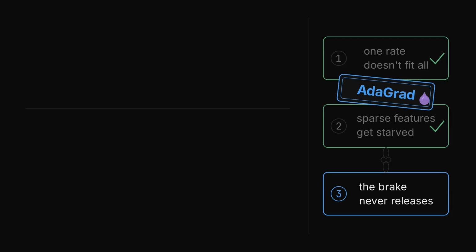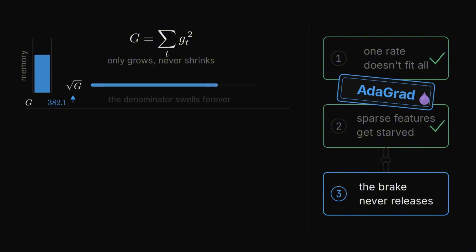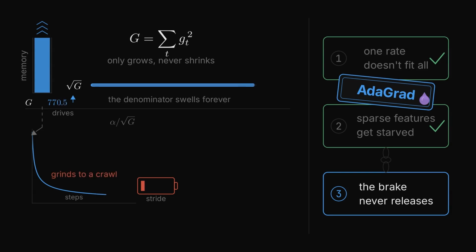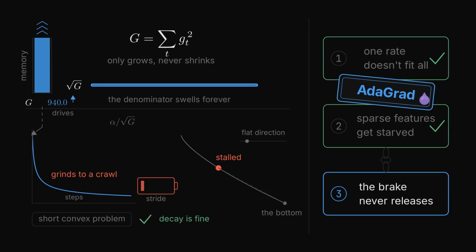Problem 3. AdaGrad's fatal flaw. The brake never releases. Its memory, g equals the sum of g squared, only grows, never shrinks. So the denominator, the square root of g, swells forever, the stride shrinks toward 0, and learning grinds to a crawl, sometimes long before the ball reaches the bottom. On a short, convex problem, that decay is fine. It's even provably optimal. On a deep network trained over hundreds of thousands of steps, it's death.